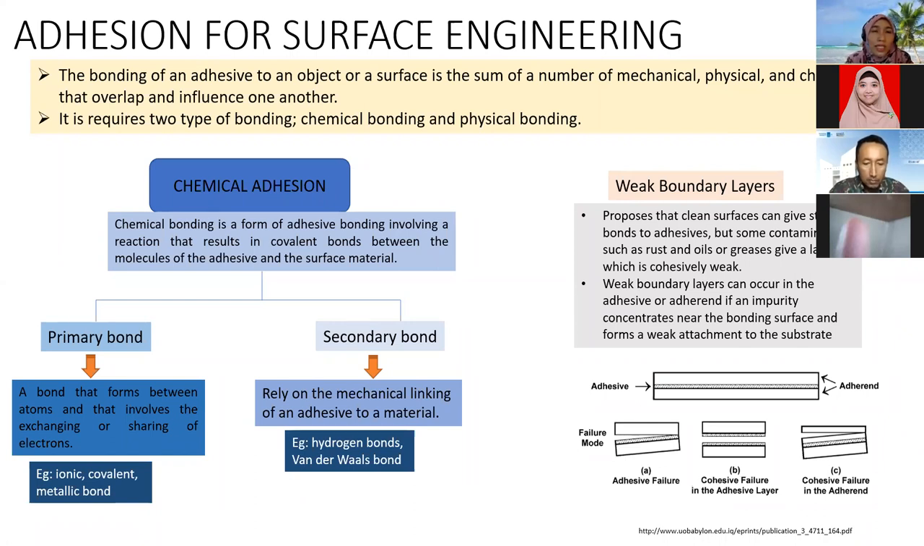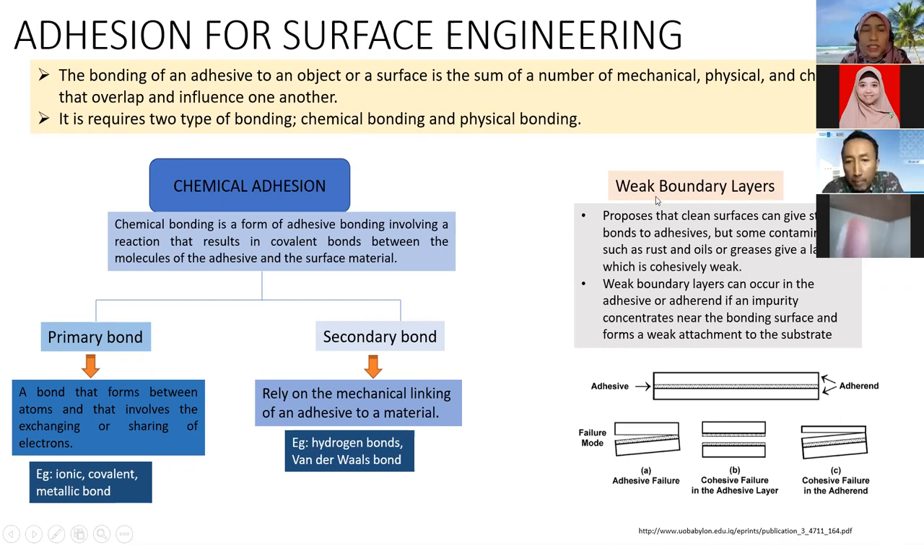But now that's why I said, when we talked about adhesion, the chemical adhesion is for the secondary bond. Actually, this secondary bond relies on the mechanical linking of an adhesive to a material. It deals with Van der Waals bonds. This is a very weak bond, but it is under chemical adhesion because, as I said, there is overlap between chemical bonding and physical bonding in the mechanism of this adhesion.